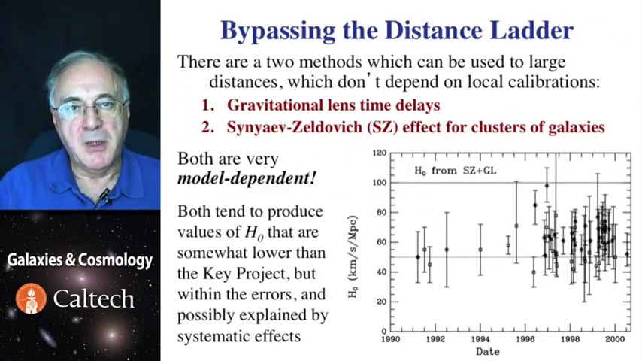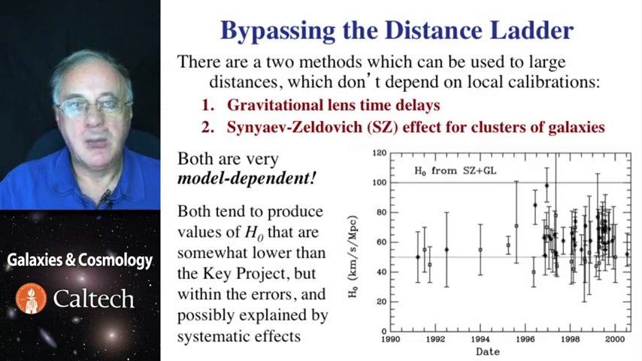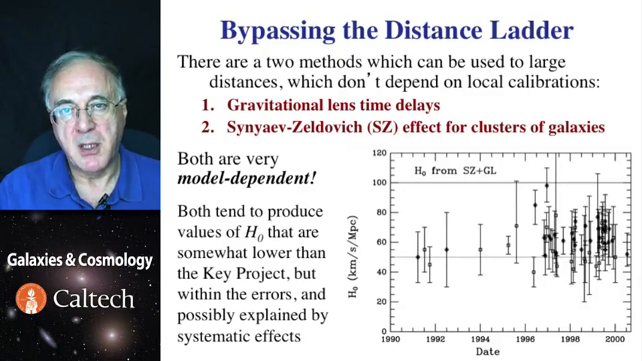Now, wouldn't it be nice if we could bypass all this messy distance scale ladder climbing from one to another and so on, and go directly in the deep Hubble flow? Well, there are two methods by which that can be accomplished that do not require any other calibration. They're both based on physical reasoning. The first one is gravitational lens time delays, and the second one is the so-called Sunyaev-Zeldovich effect. Whereas these are based on physics, they're still very much model dependent. Initially, at least, they were producing values that were somewhat lower than the one measured by the Hubble Key Project. But since then, they have converged a little more. Any of the small discrepancies can be understood in terms of systematic errors.